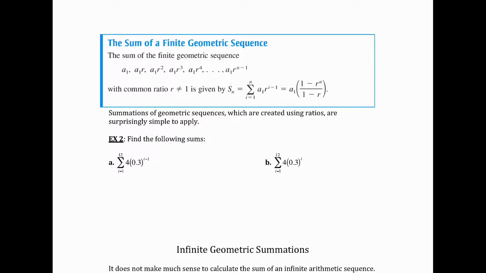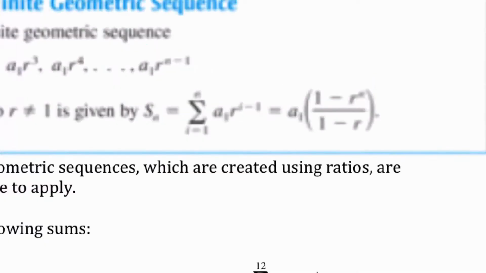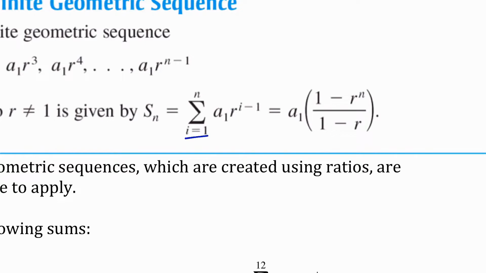As long as your common ratio is not equal to 1, the sum s sub n, going from your first term to your nth term, is given by, well, this is, again, just how we find each individual term. It's going to be a sub 1, your first term, times 1 minus r to the nth power over 1 minus r. Seems kind of complicated. Let's try this out.